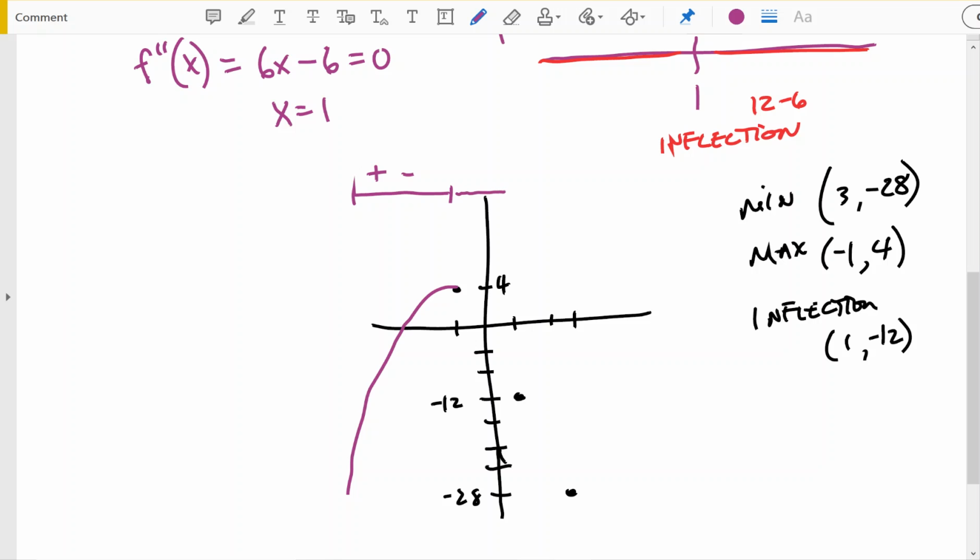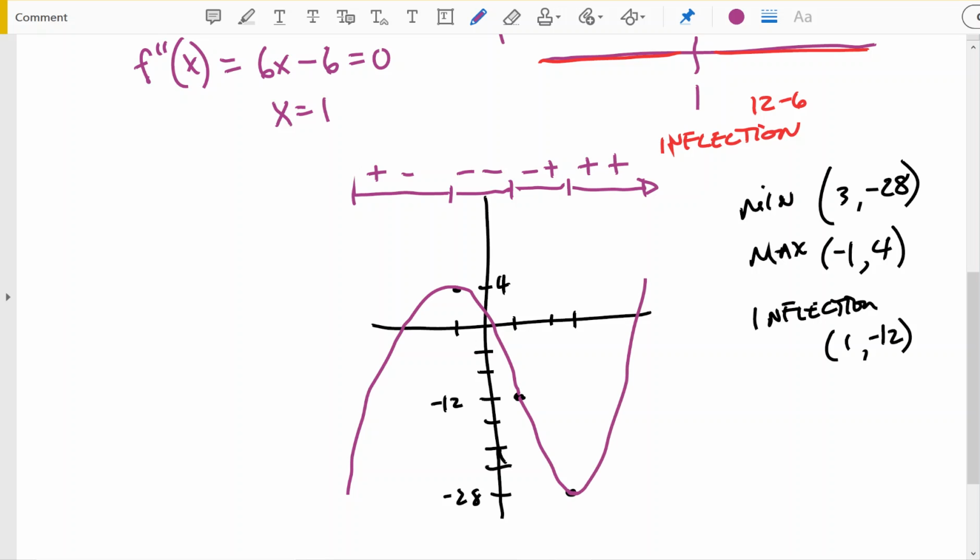For our next section, it's everything from negative 1 to 1, between the maximum and our inflection point. And over this interval, we found that the slope was negative and the concavity remained negative. And so that's going to curve down until we hit that inflection point there. Over this third section, from 1 to 3, we found that we still have a negative slope, but the concavity switched to positive. And so we start curving up until we hit our minimum value. And then for the rest of the graph, we find a positive slope and positive concavity. So it turns back up.